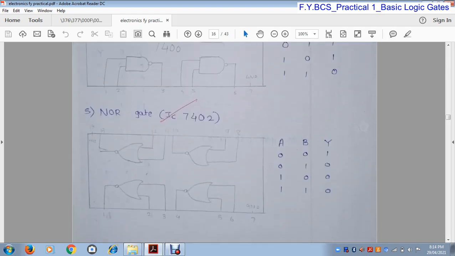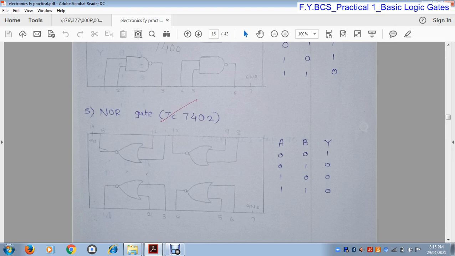Now the next and last gate is the NOR gate. NOR means it is the opposite of the OR gate, and IC 7402 is used for the NOR gate operation.